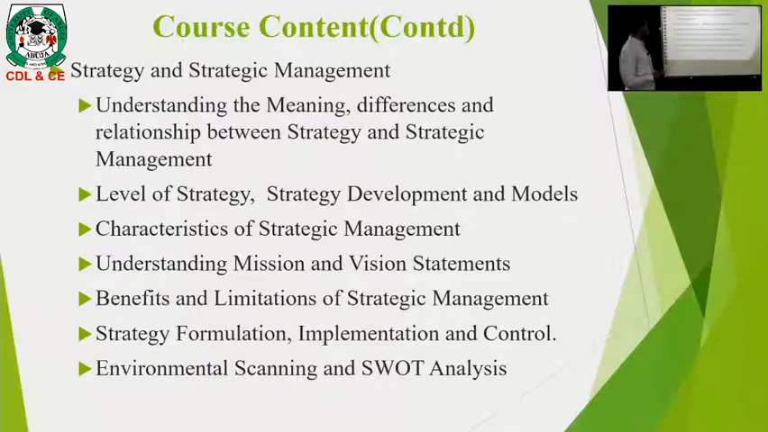Then we are going to be looking at strategy formulation, implementation, and control. The process. How do we formulate strategy? How are strategies developed? When strategies are developed, how do we then implement them? Then when they are implemented, how do we then follow up with the control to see if truly they have met up with the goals that we want to achieve, with the objectives or the vision or the mission that we want to achieve? If they have not achieved it, what do we do?